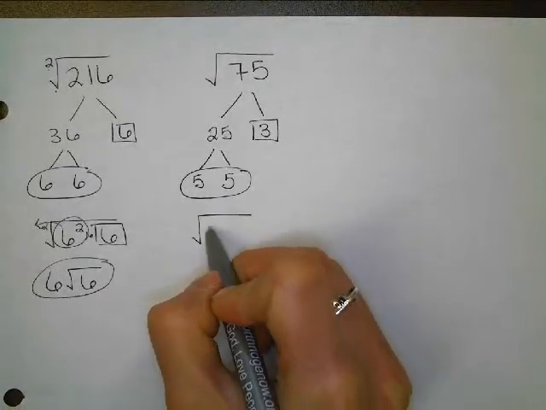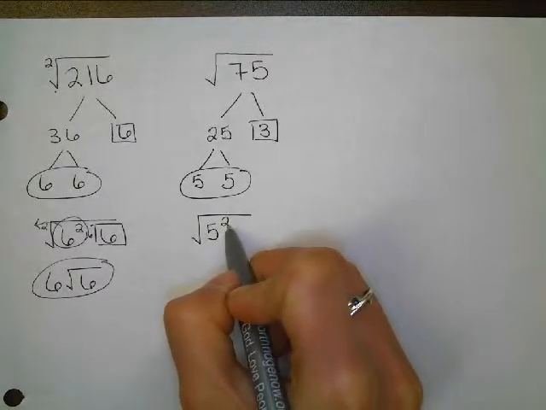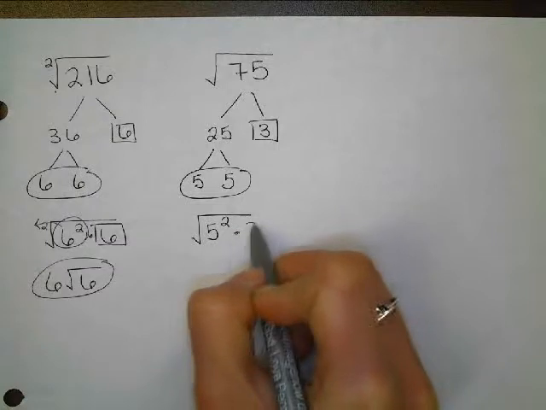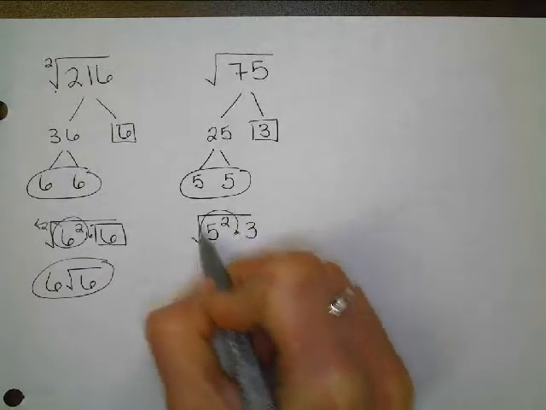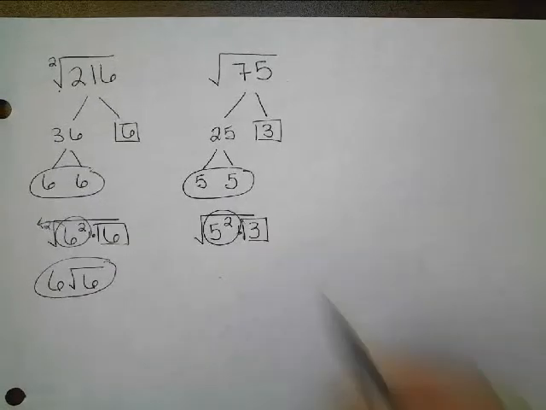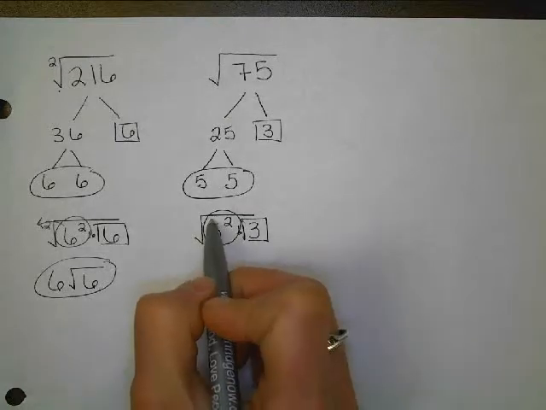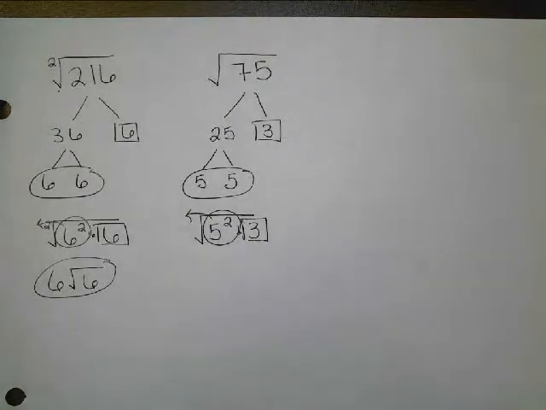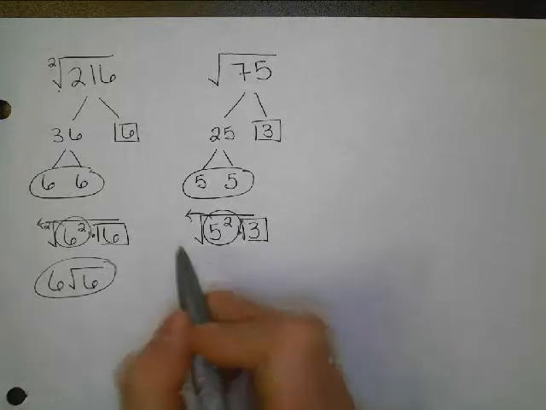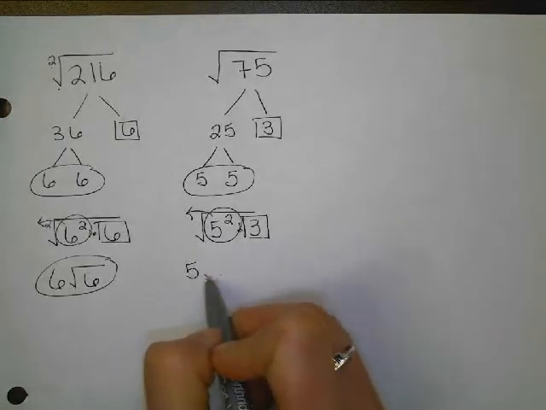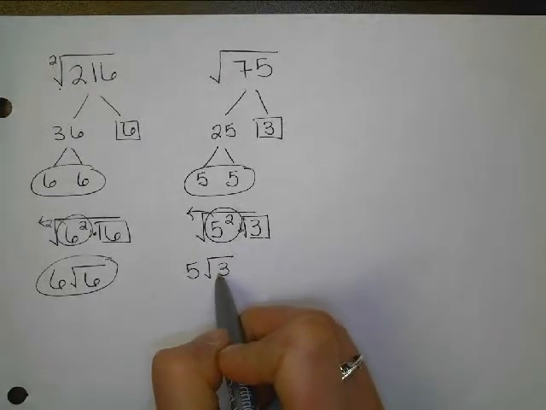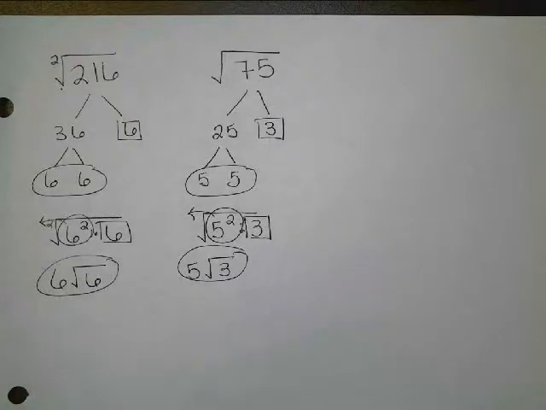So now I write my square root. I have 5 squared, there's two of them, times the 3. I circle this pair, I square that loser, and now this pair comes outside because it's the inverse, so it undoes that square root. So I'm left with the 5 square root of 3. And that's my answer.